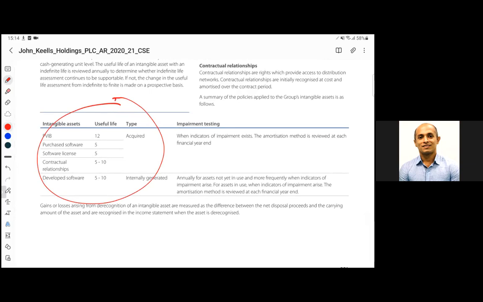Some intangible assets are acquired. Some intangible assets are internally generated. Goodwill is an internally generated intangible asset, but you don't take it into account except for consolidation purposes. But internally developed software, you have to bring into the account. So they are amortized over the useful life, and you have to do an impairment test.